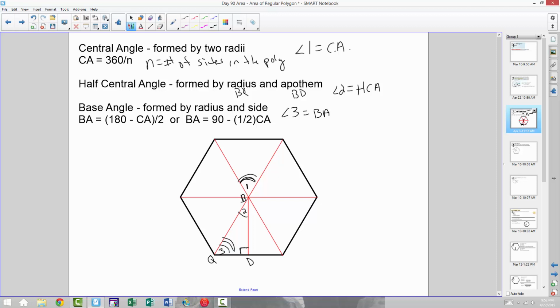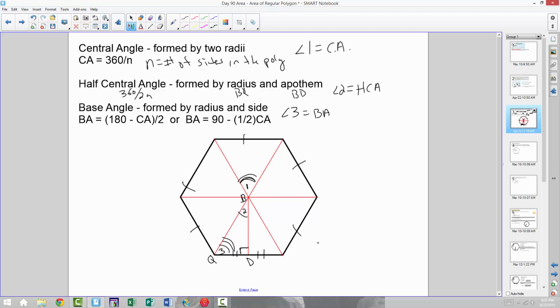Your half central angle is 360 divided by 2n. So your half central angle is 360 divided by 2n, where n is the number of sides. Okay, all these angles are going to come into play when we start finding the area of a regular polygon. So since this is regular, I know that all these sides are congruent, and all the angles are congruent. So you have to know these angle measurements.